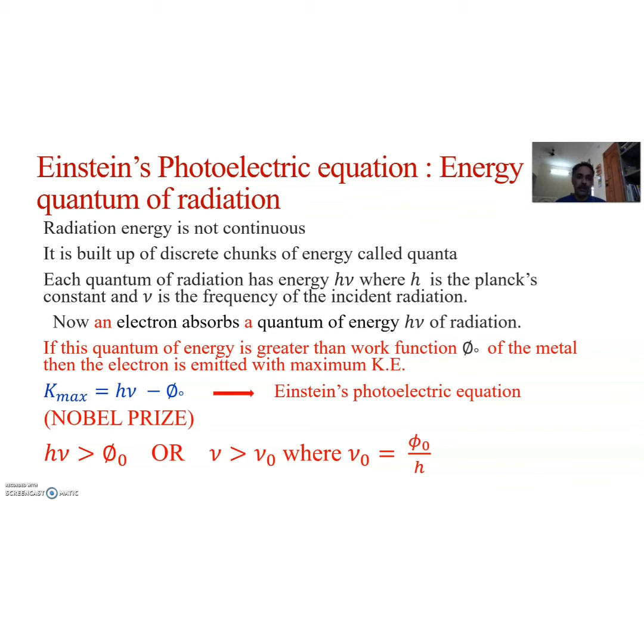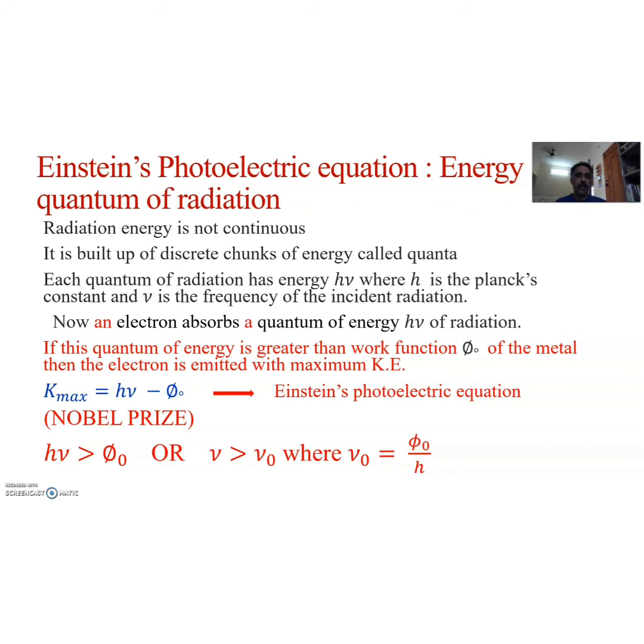He said radiation energy is not continuous. So first point, wave theory is shattered here. Radiation energy is not continuous. It is built up of discrete chunks of energy called quanta. So the incident radiation is made up of chunks of energy called quanta, and each quantum of radiation has an energy h nu, where h is the Planck's constant and nu is the frequency of the incident radiation, right? This is the energy of each chunk, right?